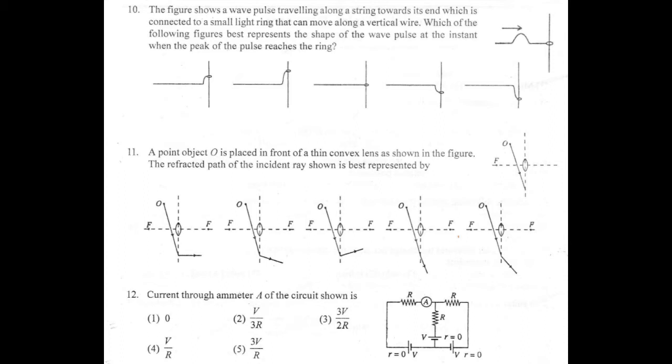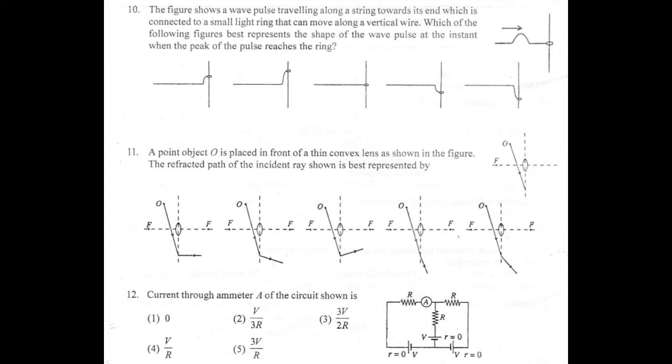So then connect that image point and the point of incidence of the given ray, and then you get the answer. The answer is 4. Question number 12. A circuit is given. They ask for the current through the ammeter.